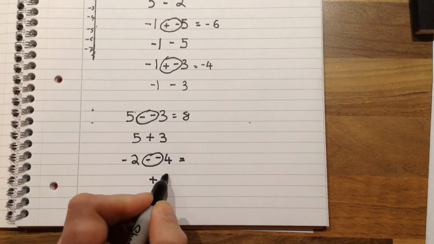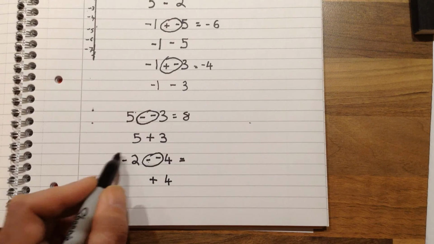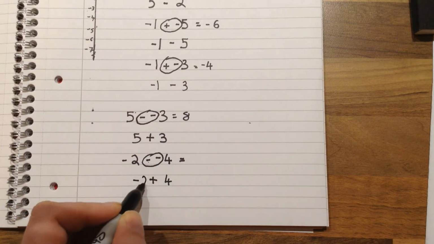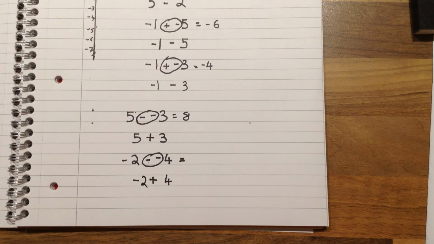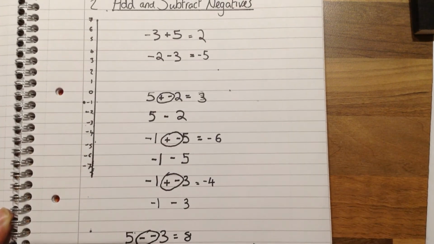This number 4 just comes down onto my next line of working. This minus 2 at the front, again, just comes down onto the next line of working. So now I've got the question, minus 2 plus 4. Might be useful to go back to the number line to do this.